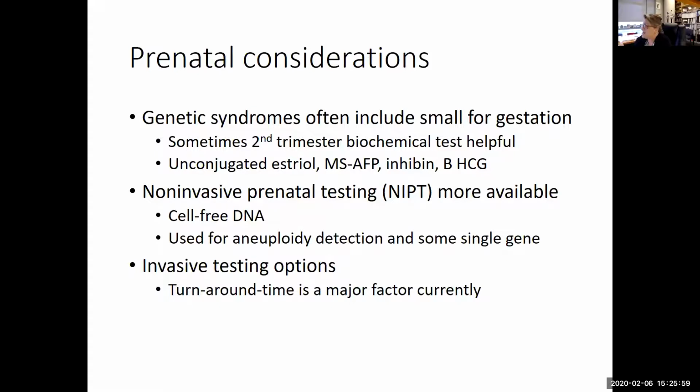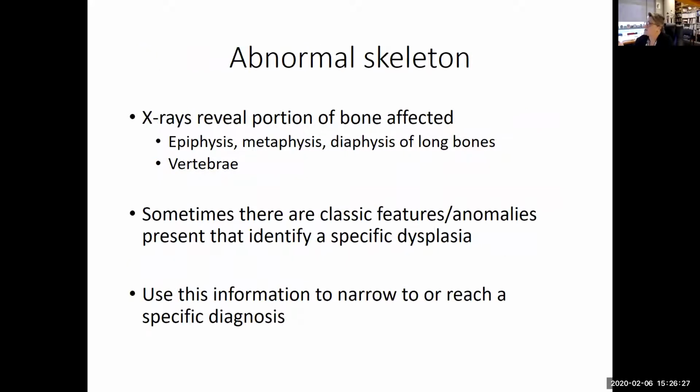Non-invasive prenatal testing now is available where a maternal sample is taken looking at cell-free DNA to look for aneuploidies, or abnormalities of the numbers of chromosomes, and some single gene conditions as well. And then invasive testing options, meaning chorionic villus sampling or amniocentesis, of course, could be done, but turnaround time is a major factor for some of those as well, to extract the DNA and then actually do the testing that you want.